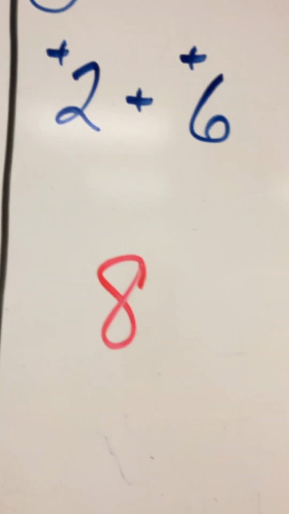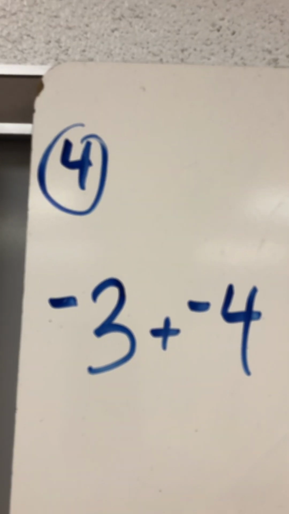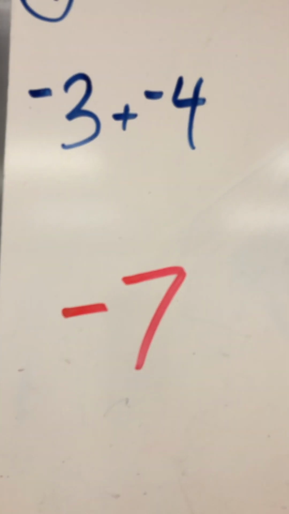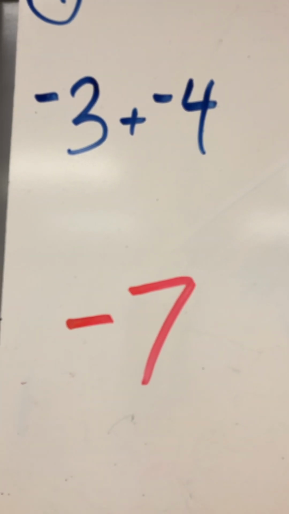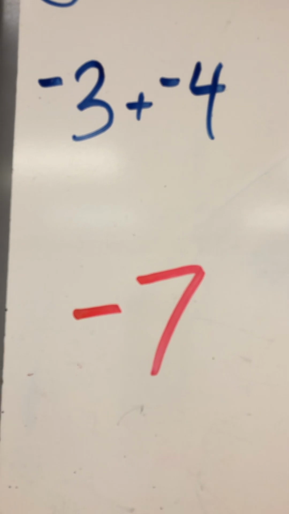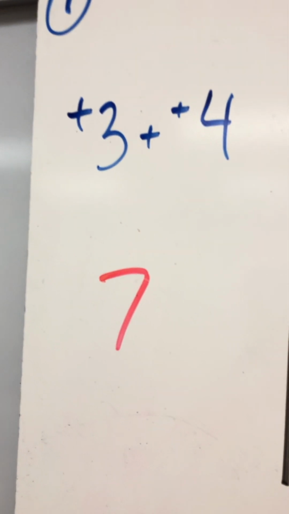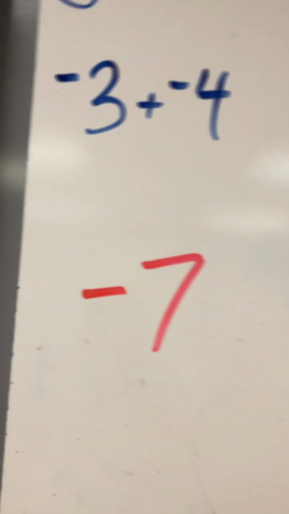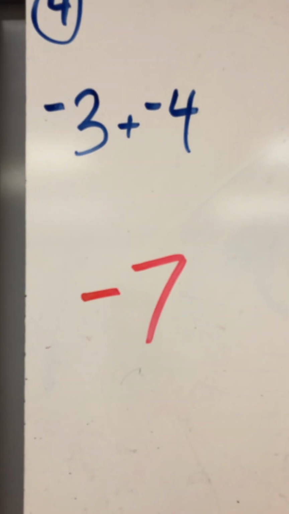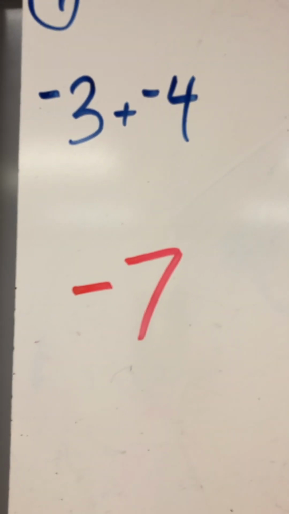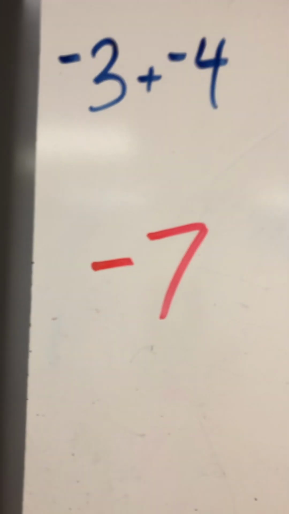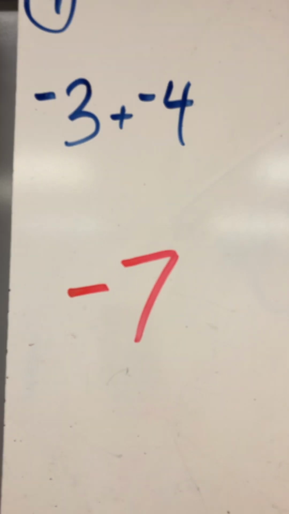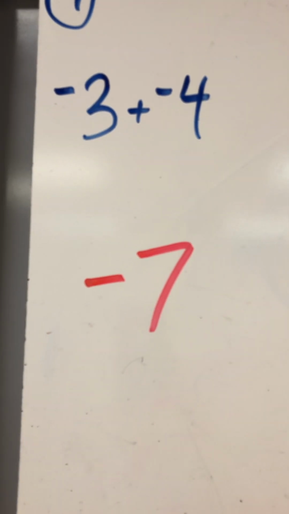In the same way, negative 3 and negative 4 makes negative 7. So what I'm trying to say is if the signs are the same, add the numbers and keep the sign. If it's positive 3 and positive 4, it's positive 7. If it's negative 3 and negative 4, it's negative 7. Think of it as money. If I borrow $3 from you and then I borrow another $4 from you, don't I owe you 7?